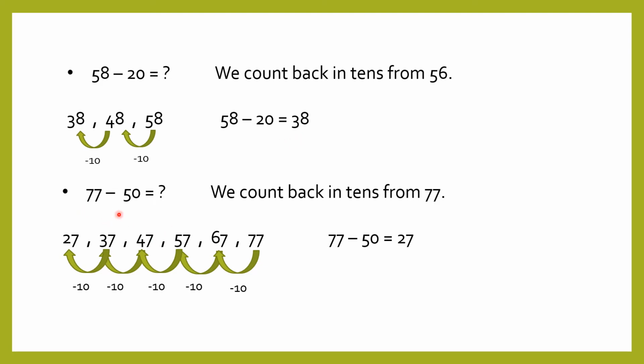Here I have 77 minus 50, so again I have minus 50. This means I'll count back in tens. I'll move back 5 steps. 50 means 5 steps. I'll start from 77. Minus 10, 67, minus 10, 57, 47, 37, 27. See, I moved back 5 steps and I got my answer 27. 77 minus 50 is 27.